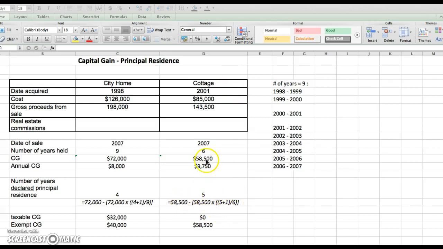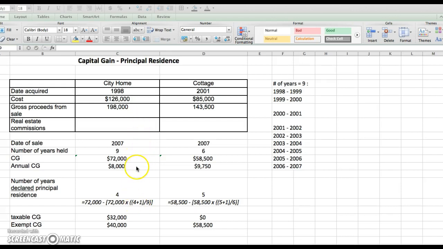So I've eliminated $58,500 of capital gain by choosing to designate this cottage as my principal residence for 5 years. So by designating it for 5 years, I've in effect achieved 6 years of exemption. So that's an exemption of $58,500. That will leave us with 4 years to designate. Obviously, it's the 9 years minus the 5 years that we designated on the cottage. Once again, the formula allows us to add 1.